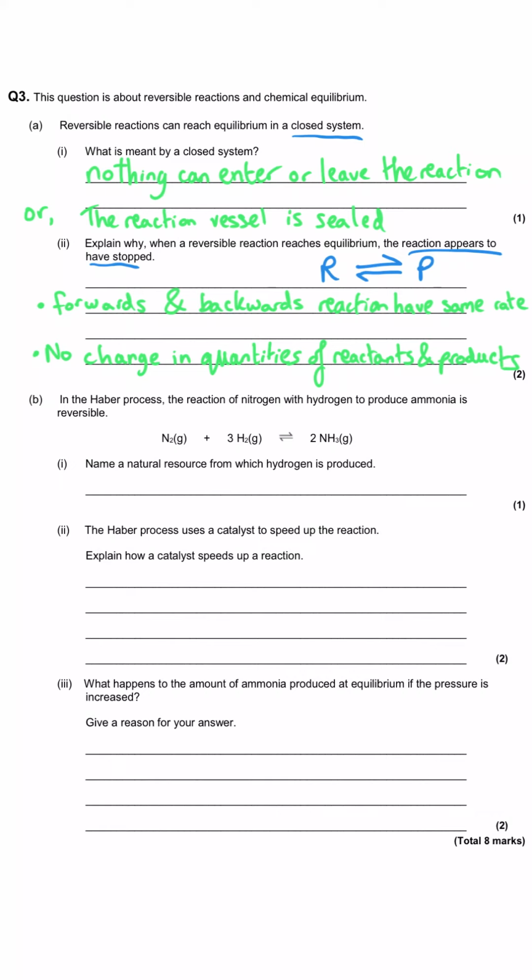And then we move on to the nitty-gritty of the Haber process, which is where we make ammonia from nitrogen and from hydrogen. And the question says, name a natural resource from which hydrogen is produced. And there's actually a clue there, natural. Hydrogen comes from natural gas. We could also say methane, we could say fossil fuels, any of those is absolutely fine. We could even say from water, actually. You can get hydrogen out of water if you are prepared to do electrolysis first.